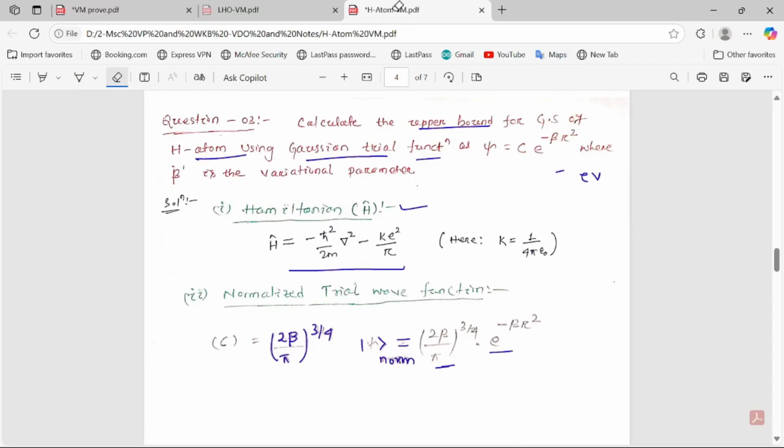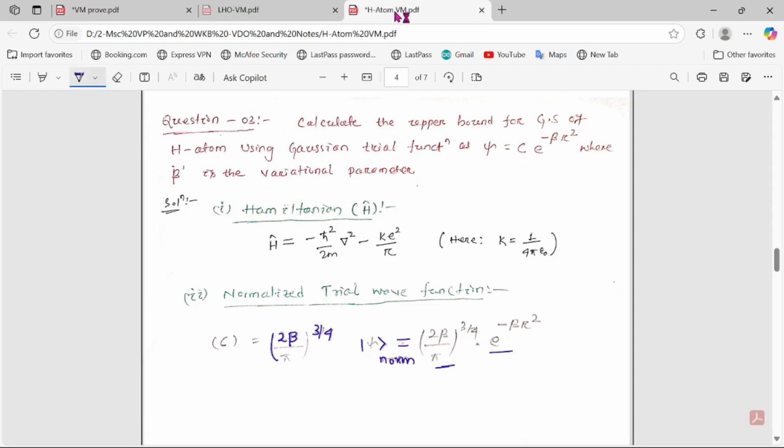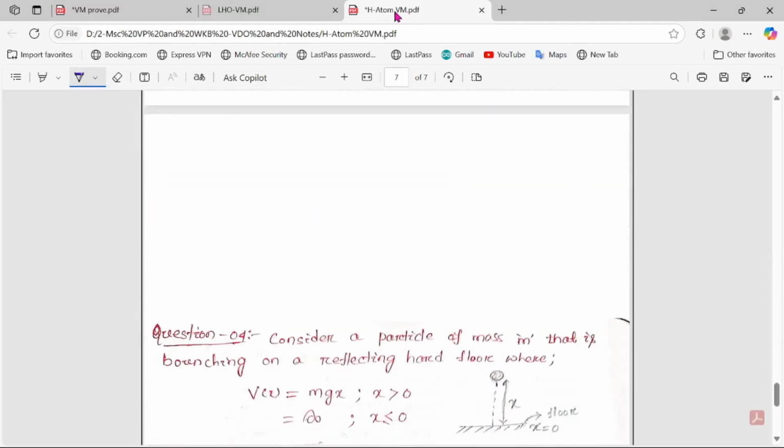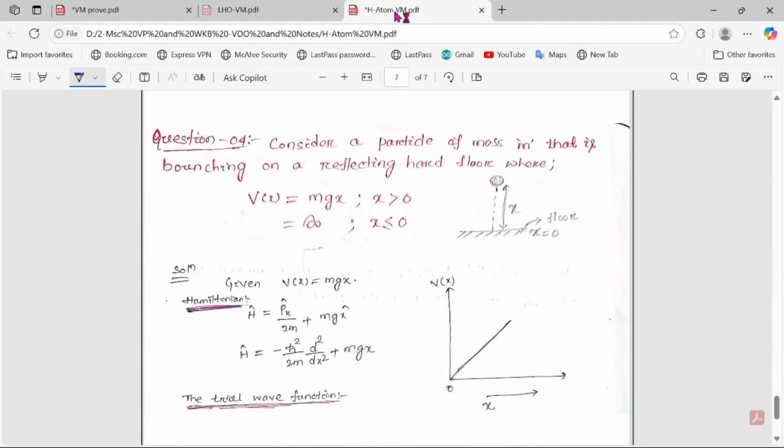Okay, you do this question by yourself, I left it for you. Here I am going to stop today's discussion. In our next class we are going to discuss another interesting question. In the previous three questions we discussed, the trial wave function was already given in the question.